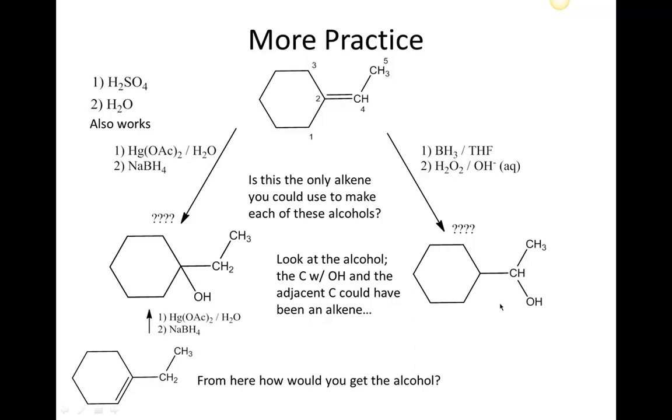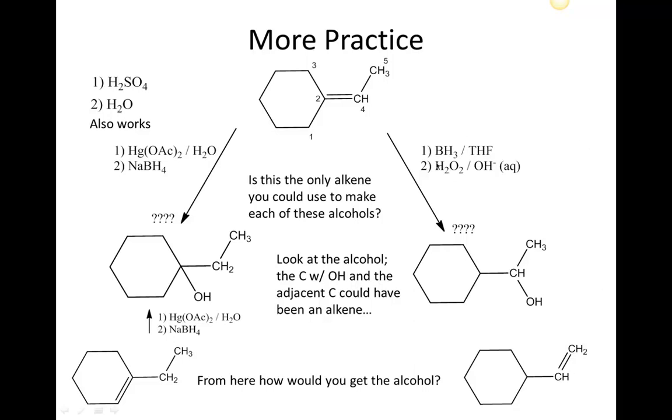Now let's talk about this one. If we wanted to make this from an alkene, again, we look here, we could have either had the double bond here, which is what we have here, or we could have had the double bond out here. So let's draw a picture of that. So then the question is, if you want this alcohol, do you use these same conditions or different conditions? So we need to know what the degrees of the carbon are. So this one is primary and this one is secondary.